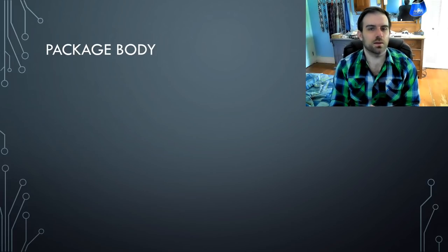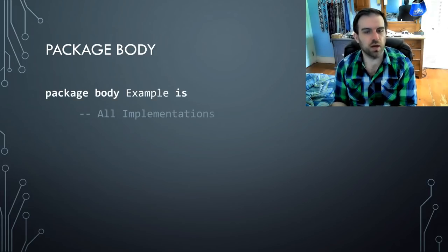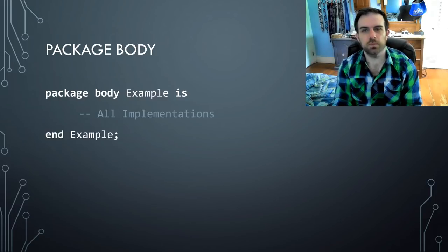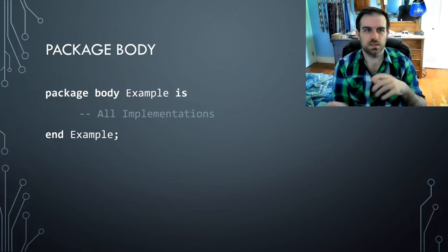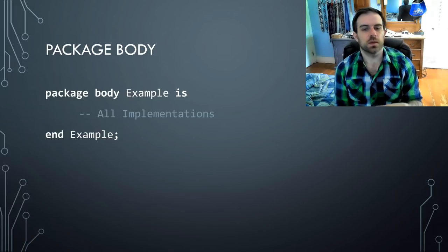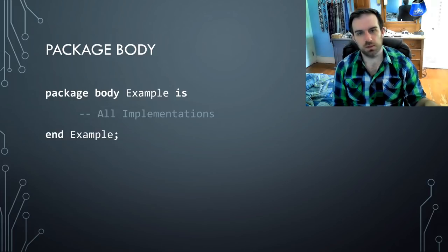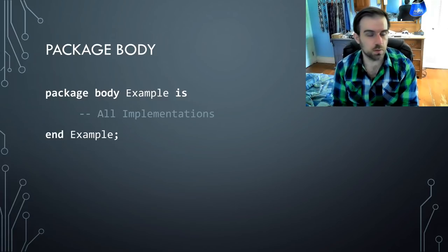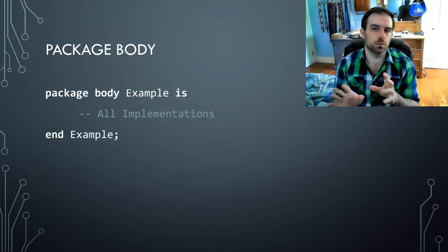But then the other part of the package you have is the package body, and this goes in another separate file, and this is where you have all the implementations for everything that was declared in the spec. If you need something that is private in the sense of the C languages, you put it in here, because then not only is something that depends on example not able to see it, not able to use it, but even child packages are not able to interact with it.